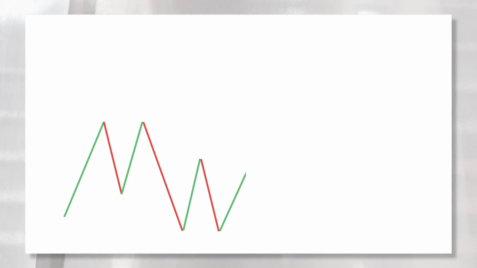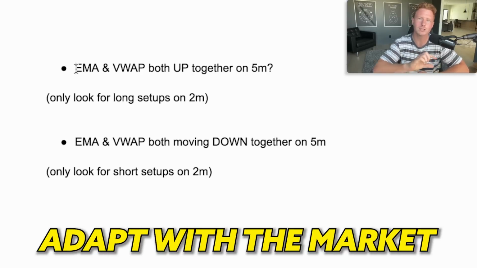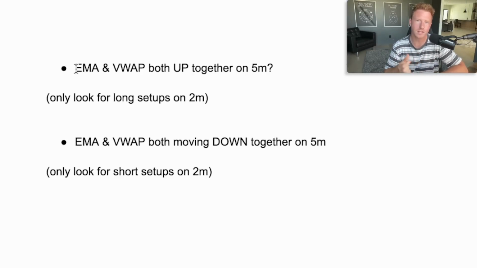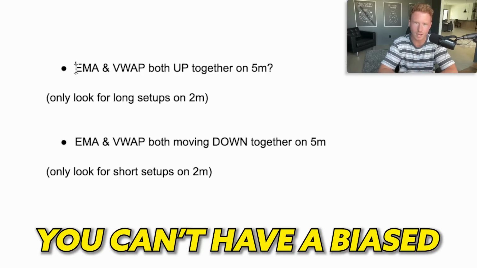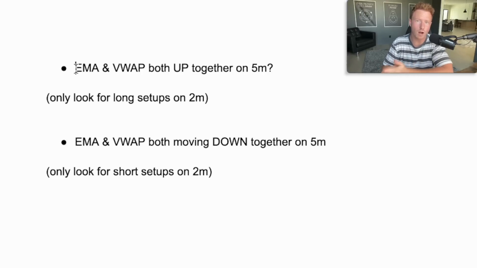Maybe the first hour it's very choppy, the next 2 hours it's very trending up, the next 2 hours it's trending down, right? So the biggest thing is you have to be able to adapt with the market. And I think that's really hard for beginners to do because you get a bias of, I just want to go long, I just want to go long. You get a bias of, I just want to go short, I just want to go short, right? Where again, the profitable traders know that you can't have a bias and you have to adapt with what the market is telling you. And if you're just reading raw price action, right, that could be really hard as beginners.